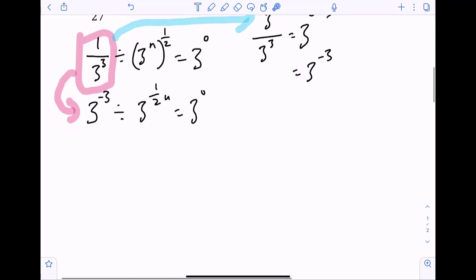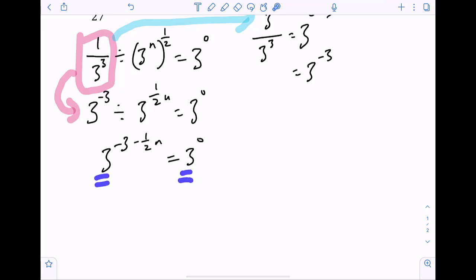Okay, now next step. Since it's a division, we minus the powers. 3 to the power of negative 3 minus half n equals to 3 to the power of 0. And there's a reason why we change all to base 3, so that we can compare the powers right now. So negative 3 minus half n will be equals to 0. Negative 3 is equals to half n.